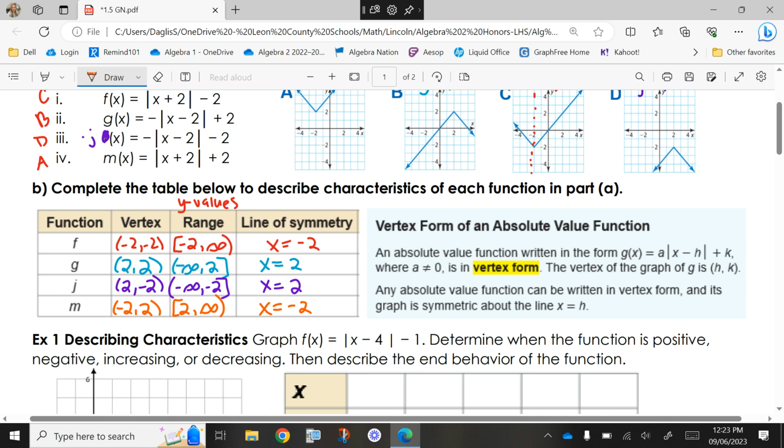All right, ready to do some Algebra 2 stuff? Here we go. I know, it's fun.